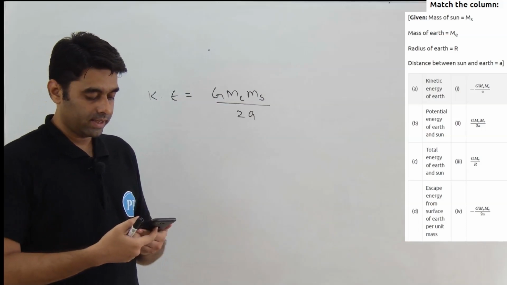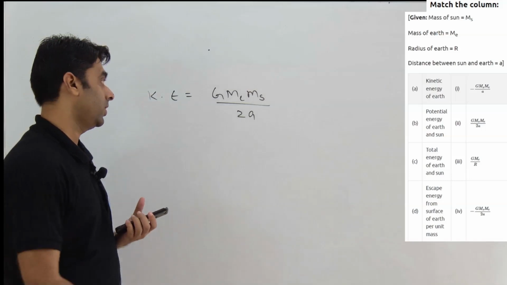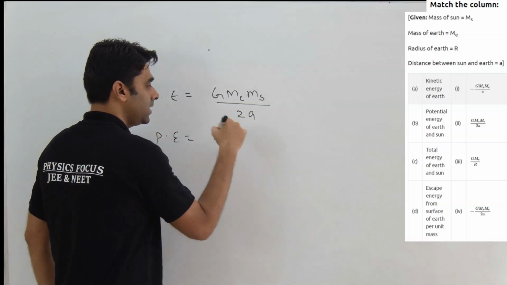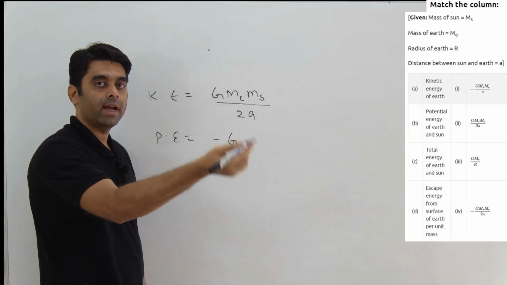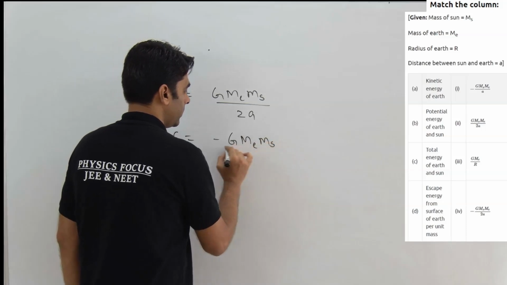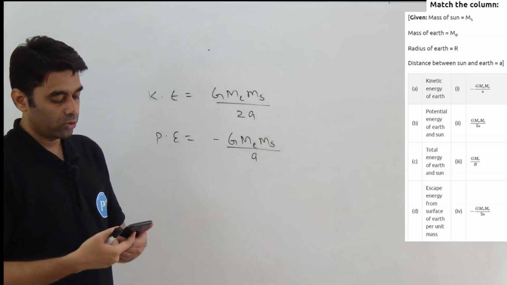Second option that they have, they are saying potential energy of earth and sun. Potential energy for two mass system, what is it? Minus G m1 m2 by r. This I can write as minus G me ms by a. A is the separation.